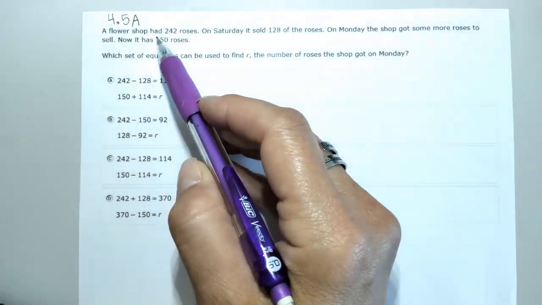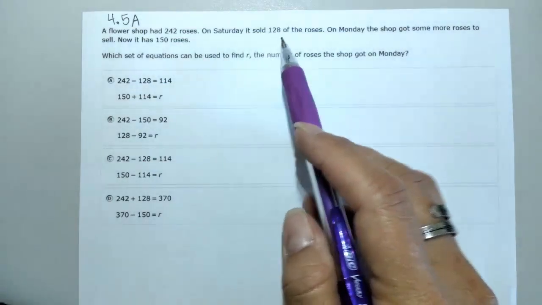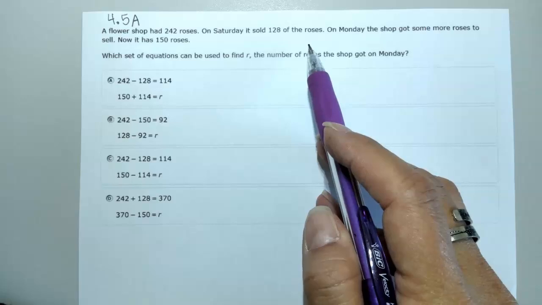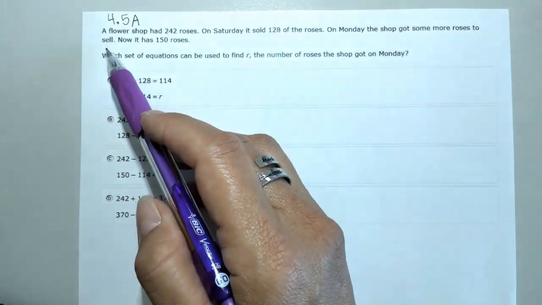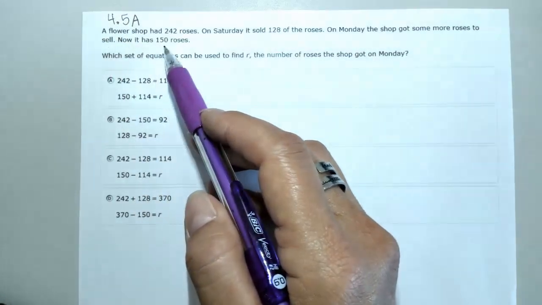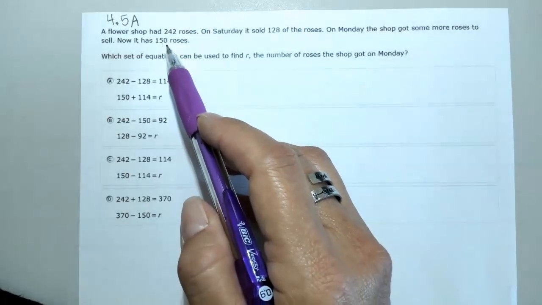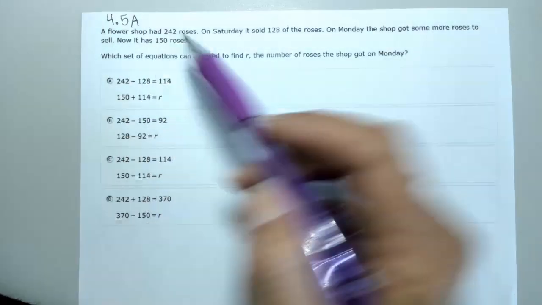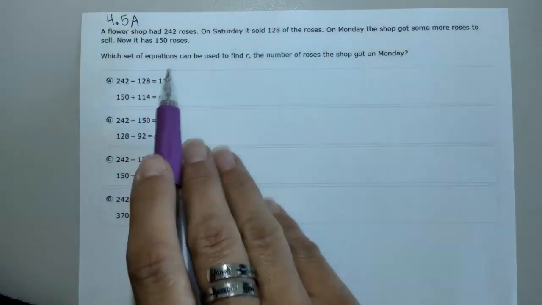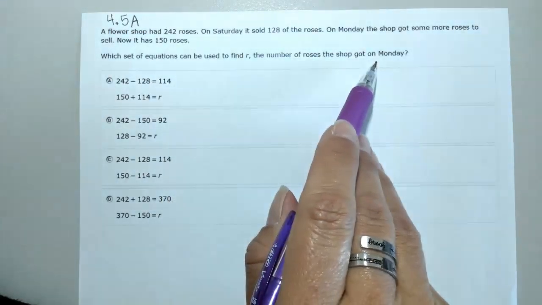A flower shop had 242 roses on Saturday. It sold 128 of the roses. On Monday, the shop got some more roses to sell. Didn't get a number there. Now it has 150 roses. Okay, so we had 242 roses. Now we have 150 roses. That sounds like that could be two different totals. Which set of equations, these are all equations, equal sign, can be used to find R, the number of roses the shop got on Monday?